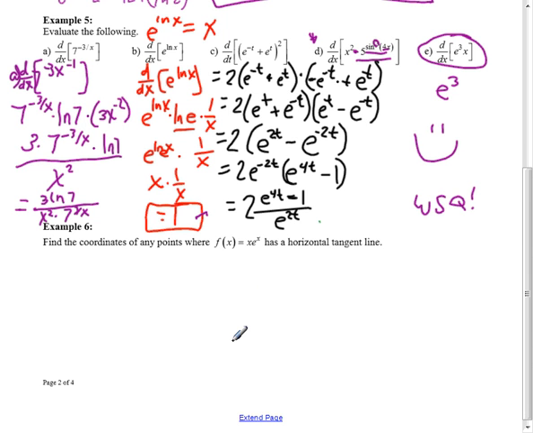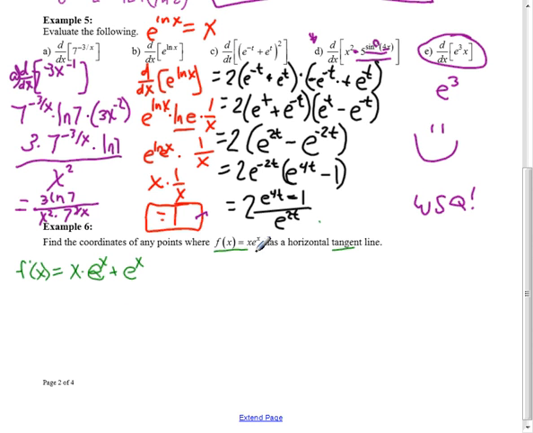Continuing with 4.9, find the coordinates of any points where this function has a horizontal tangent line. As soon as we see tangent, we know that implies we're taking the derivative. So it looks like we have a product of two functions, so we're going to use the product rule here. The first times the derivative of the second, which is just e to the x, plus the second times the derivative of the first, which would just be 1.